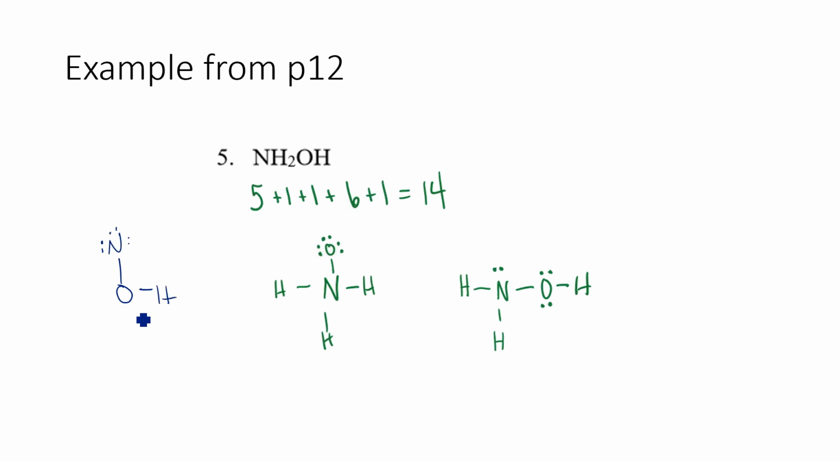So there are a couple of different ways in which we could have drawn this structure that would all satisfy the octet rule. All three of these, the octet rule is met. Everyone's got 8 electrons. And then we also have the correct number of electrons. So the question is, which structure is actually the best structure and why? We can use formal charges to help us figure that out.